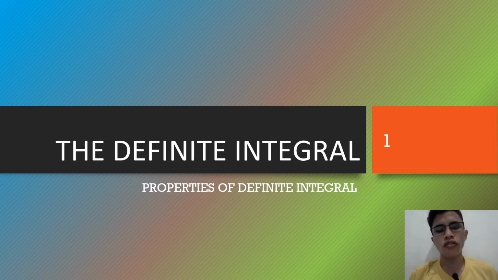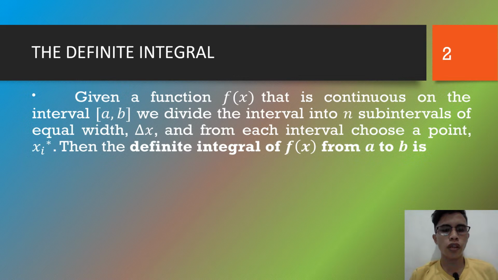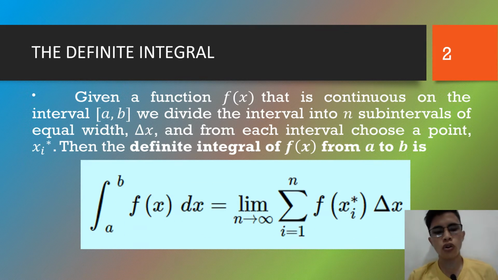So let's proceed to the different properties of definite integral. When we are talking about definite integral, it is given a function f of x that is continuous on the interval a and b. We divide the interval into n subintervals of equal width with the change in x, and from each interval choose a point x sub i. Then the definite integral of f of x from a to b is given by the function.